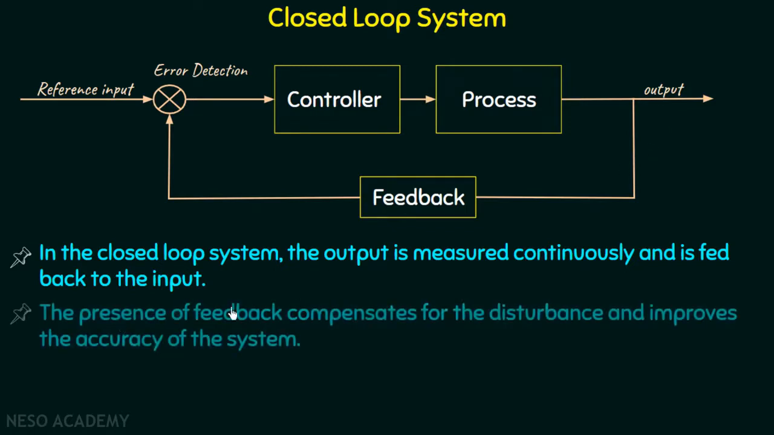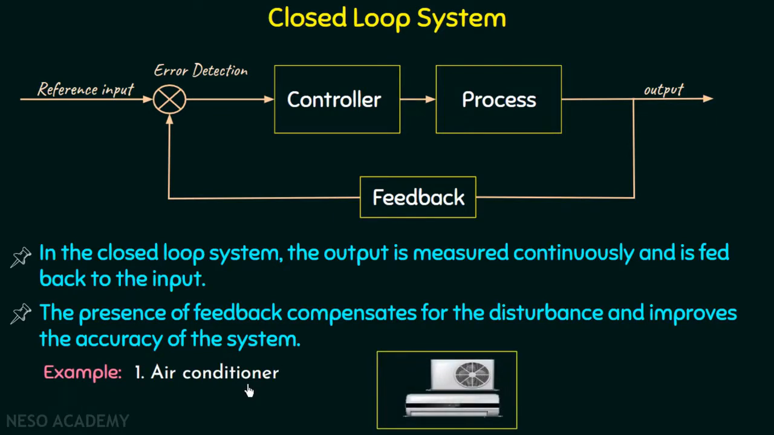In this way, the presence of feedback compensates for the disturbance and it improves the accuracy of the system. An air conditioner is a very good example of a closed loop system. It continuously monitors the temperature inside the room, and accordingly it turns off and starts over the compressor which is present outside the room, and in this way it maintains the desired temperature.